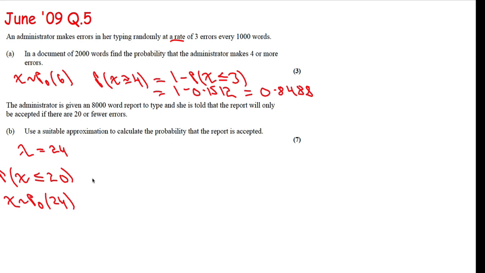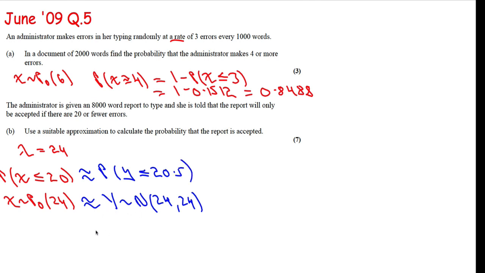So what we're going to do here is this is going to be approximately equal to say y, which has a normal distribution, parameter 24 and 24. And what we're going to do is apply the continuity correction to this. So this is going to be approximately equal to the probability that y is less than or equal to 20, which means I'm looking to the left of 20. I can include the 20. That means at most it could have been 20.5.